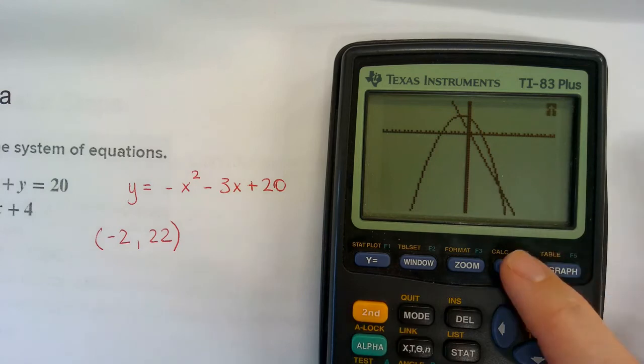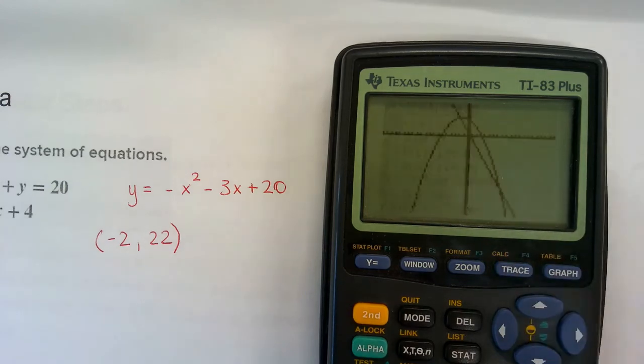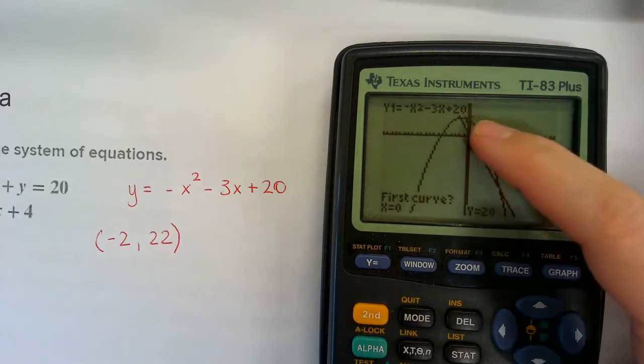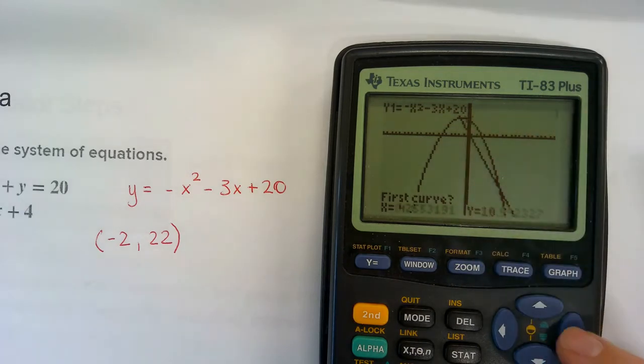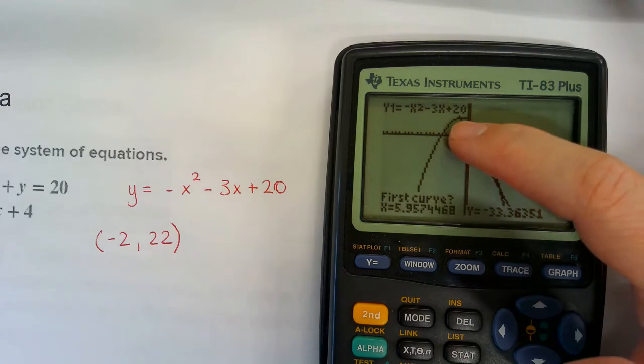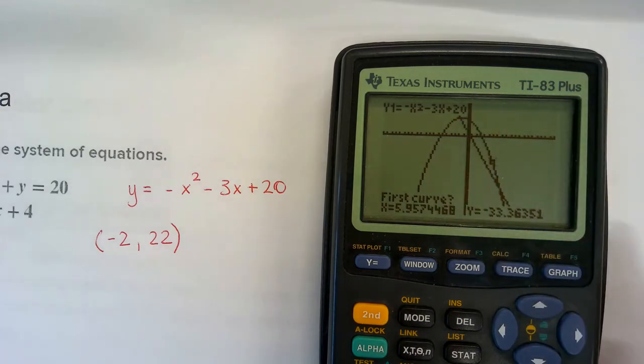So I'm going to go back to second calc, number 5 for my intersect. Am I on my first curve? Yes, but I'm going to scoot closer to this intersection. Otherwise, it'll keep going back to this one. Okay, so I'm going to hit enter.